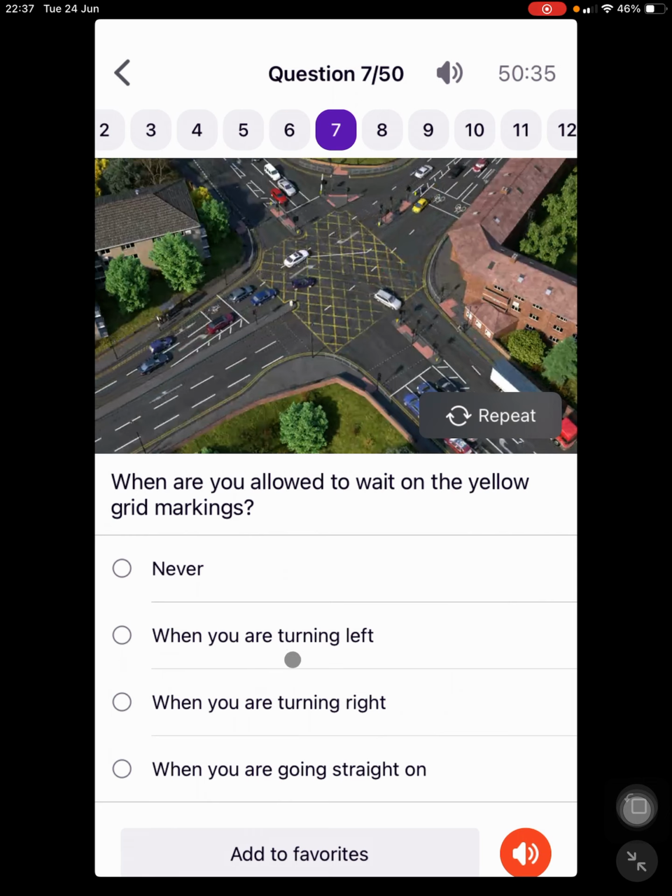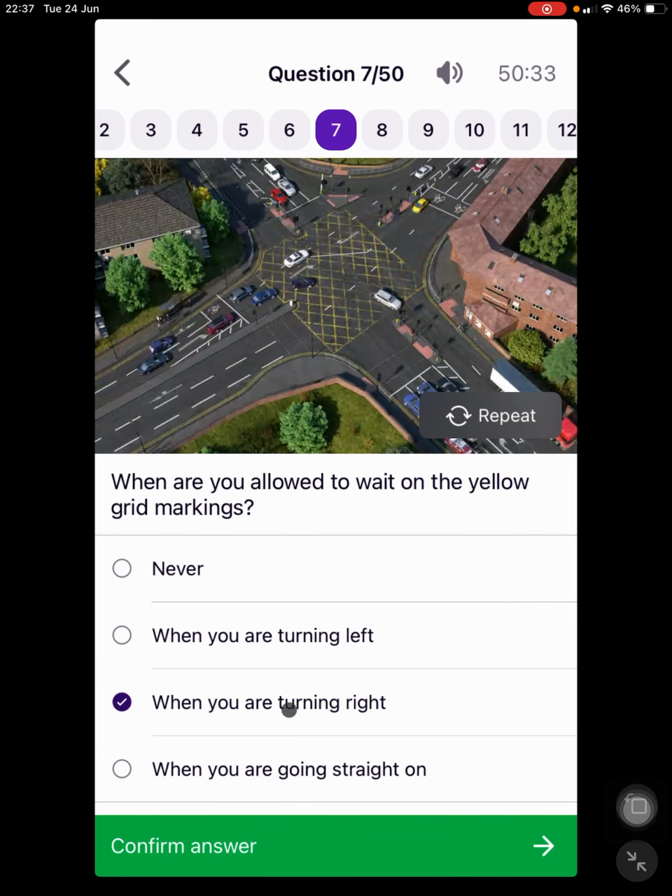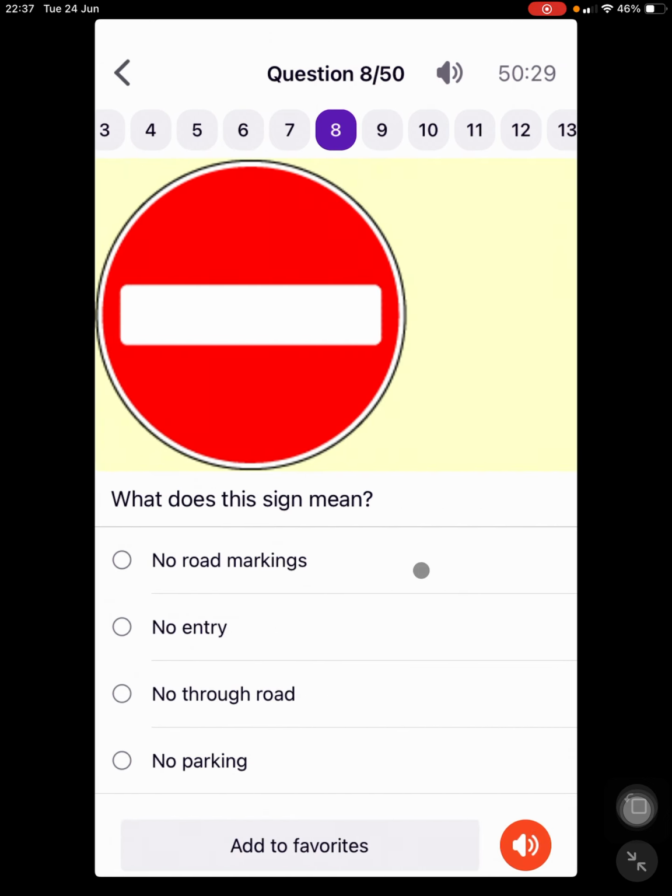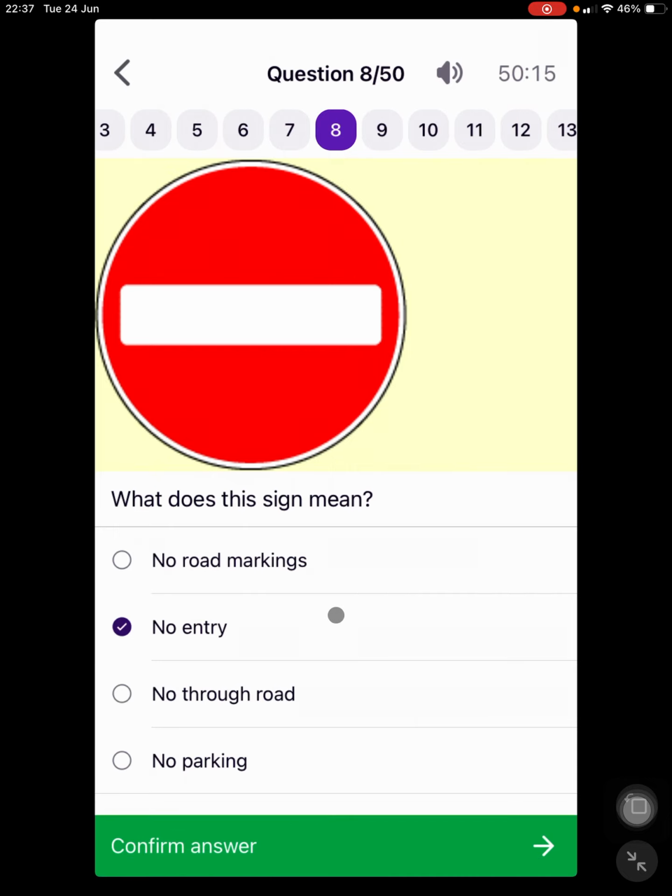Okay, so the answer will be when you are turning right. What does this sign mean? No road markings. No entry. No through road. No parking. That's an easy one. That's no entry.